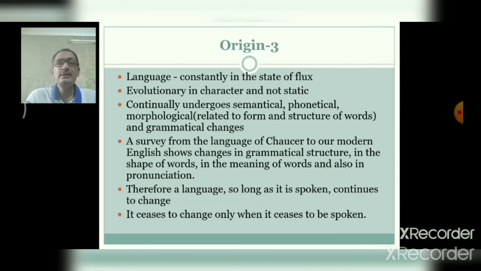It continually undergoes semantical, phonetical, morphological and grammatical changes. Now there are four different words, almost hard to tackle for you, but I would make you understand. Semantical changes. Semantical means the changes are related to meaning.